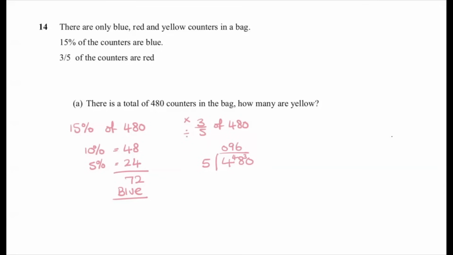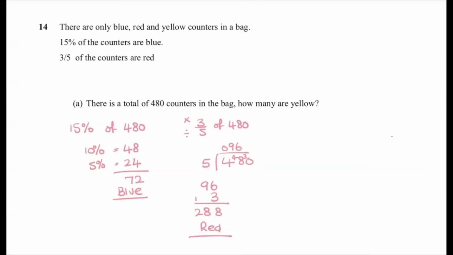Now, I've done the first step. I haven't got the answer yet. 96 then needs to be multiplied by 3. And again, up to you how you do this. You might put it into column addition, or you might do what I'm doing. Any way is fine. And that is our number of red.